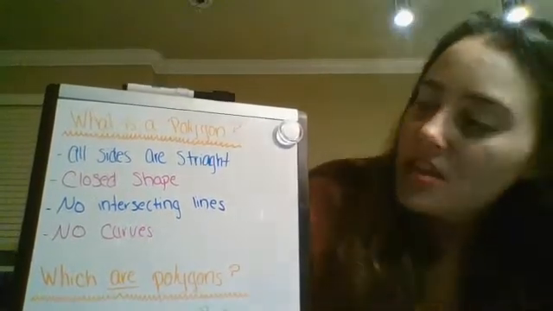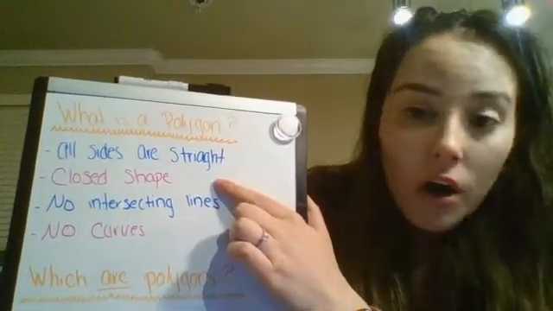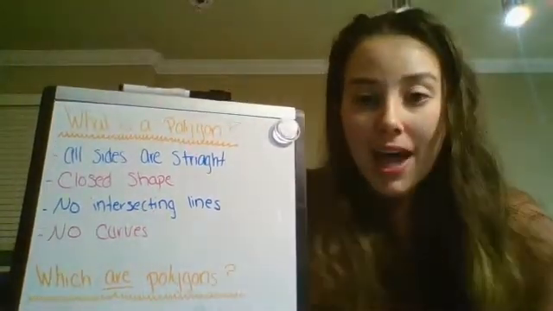Okay, the next thing that a polygon has, it's a closed shape. That means all the sides are touching. It's a closed shape. And there's no intersecting lines. So, intersecting lines, if I have one line and I have another line, the lines cross, they intersect. One line, another line, they intersect. Right here where my arms are hitting each other, that's where they're intersecting. So polygons do not intersect. They have no curves. They're a closed shape. And they have straight lines, so all their sides are straight.